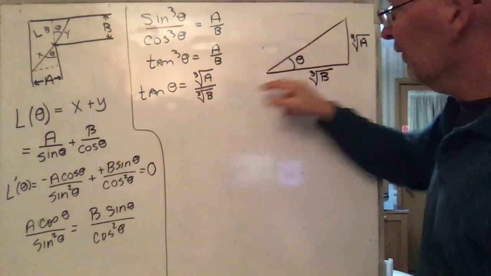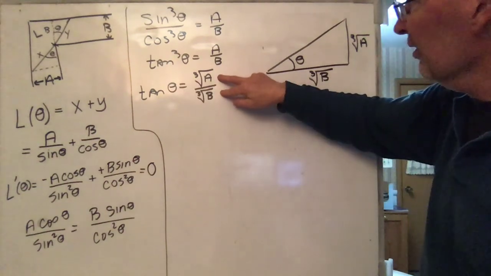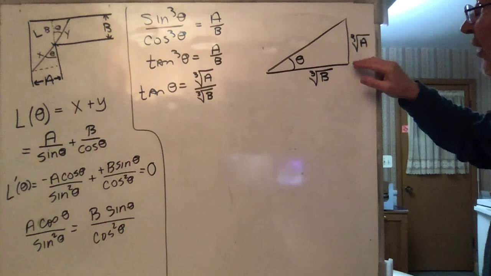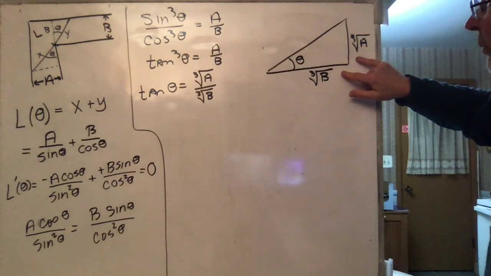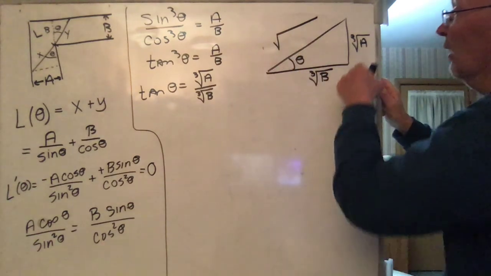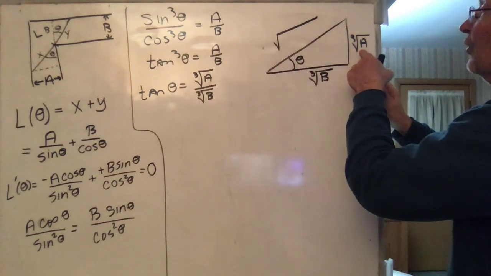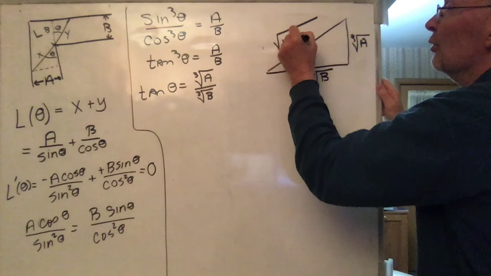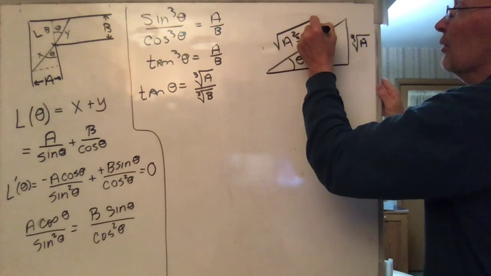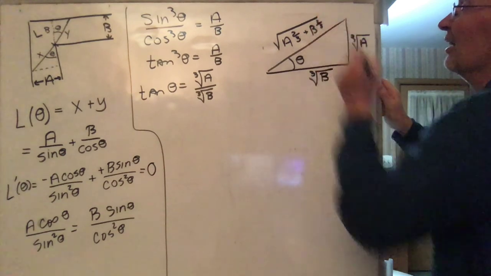Now that we have the angle whose tangent is this, we can find the sine and the cosine of that angle. How do we find the sine and the cosine? Well, we use Pythagorean's theorem. What does Pythagorean's theorem say? It says it's the square root of the sum of the squares. The square of this thing is a to the 2/3 power, and the square of this thing is b to the 2/3 power. Agreed?